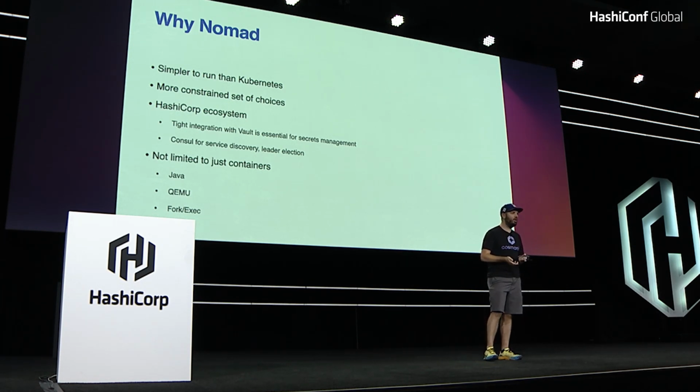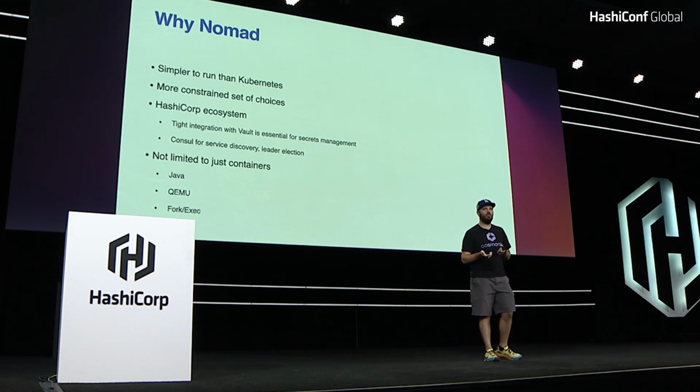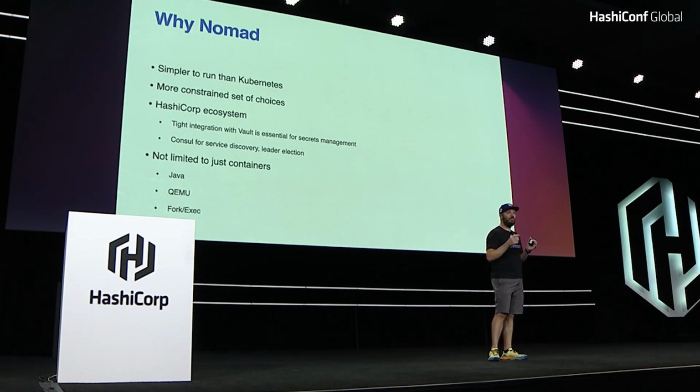Now it also has that tie-in to the HashiCorp ecosystem. We needed the tight integration with Vault for the secrets management. We needed Consul for service discovery. We also needed it for some leader election of some of the underlying pieces of software we're running. Now, like I mentioned before, we're not limited to just containers. And this is focused on WebAssembly, but there are many things you can run: Java, QEMU, the fork exec task driver, all of these things can be run inside of Nomad. You do not need to be stuck.